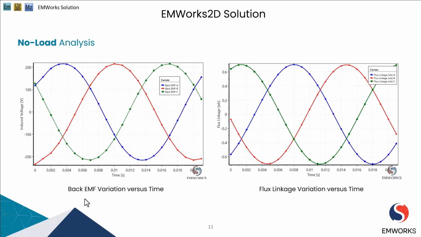Next, we have back EMF, which is a crucial phenomenon in electrical engineering, especially in motors and generators. It refers to the voltage induced in a coil when the magnetic field around it changes. And on the right hand side, we have the flux linkage, which is another vital aspect of electromagnetic systems. It is the product of magnetic flux passing through a loop and the number of turns in that loop. Here we can see the back EMF magnitude is around 220 volts, and we have a flux linkage of 0.67 Weber.